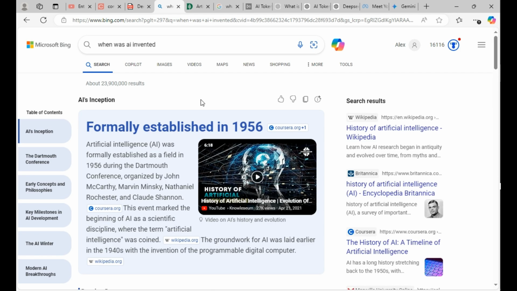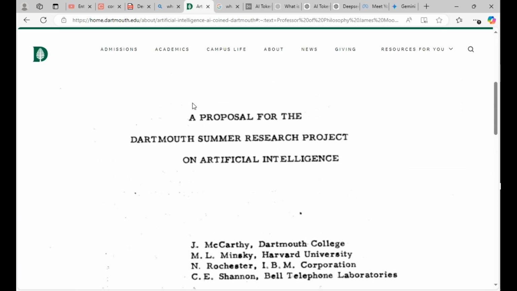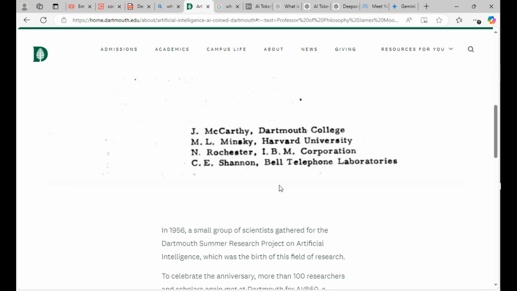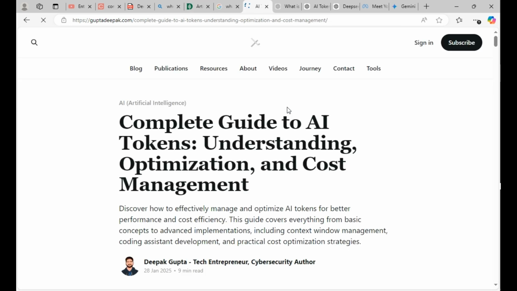AI is not a new concept. Artificial intelligence was coined in 1956, in a proposal for the Dartmouth Summer Research Project on Artificial Intelligence, involving Dartmouth College, Harvard University, IBM Corporation, and Bell Telephone Laboratories, also known as AT&T. Bell became so powerful and big that the government had to break it into smaller pieces. IBM, I know you know who they are, is still around. This whole idea that AI is completely new, no, it's been here since 1956, when it was first coined, and a lot of the groundwork was laid in the 1940s during World War II.